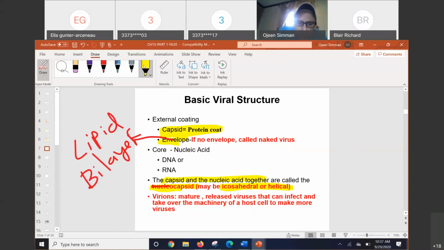What is a virion or virions? A virion is a mature released virus that can infect and take over a host cell's machinery and make more viruses.